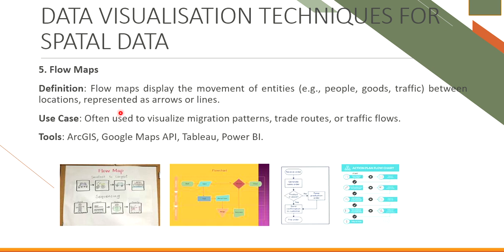So that we call a flow map, that indicates the way in which the data is able to move and how you are going to travel, and you are able to track the live location, what is going to happen in that particular region. So if you want to show migration patterns, trade routes or traffic flows, then we can use this type of chart, so that easily you can come to know what is happening.